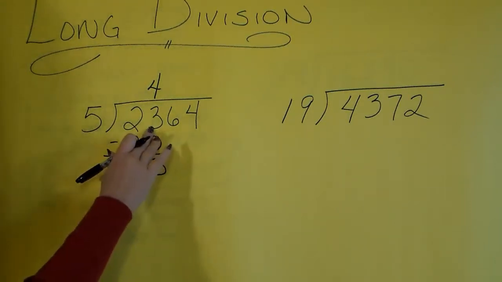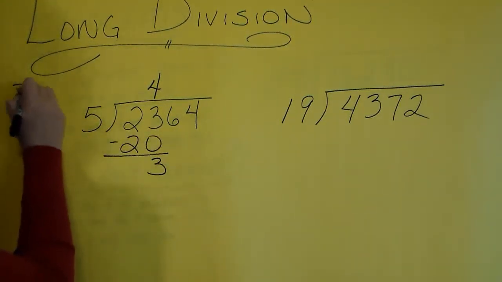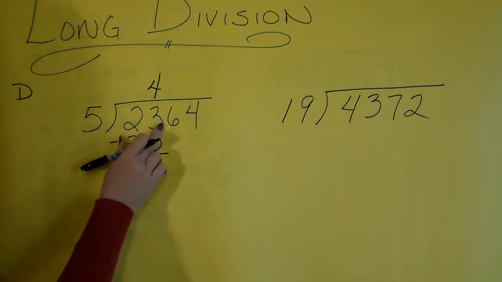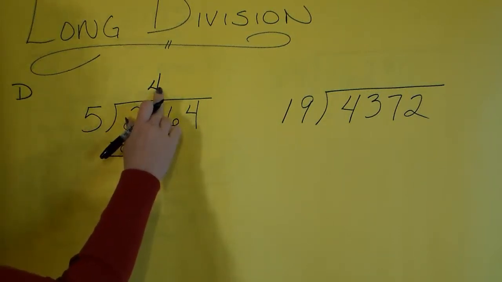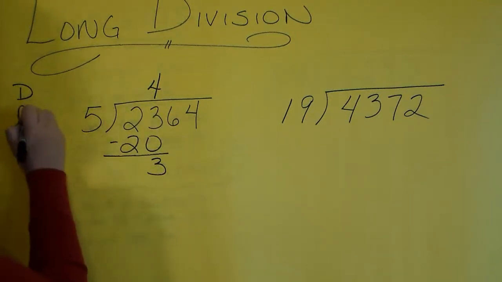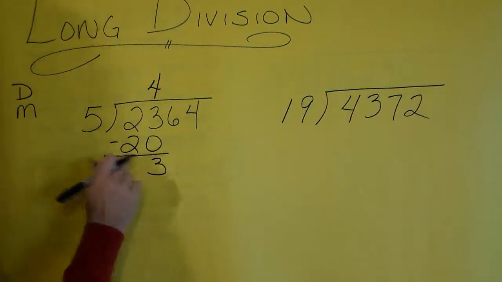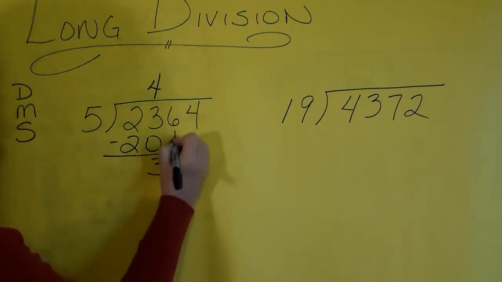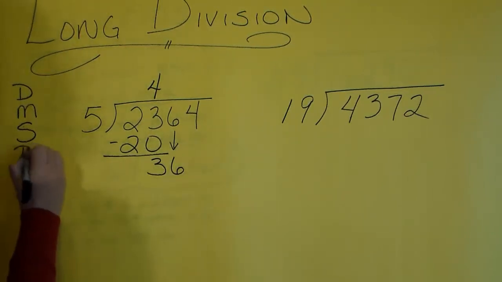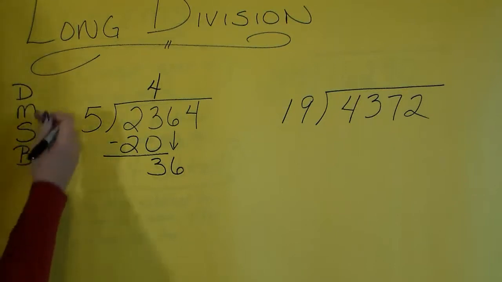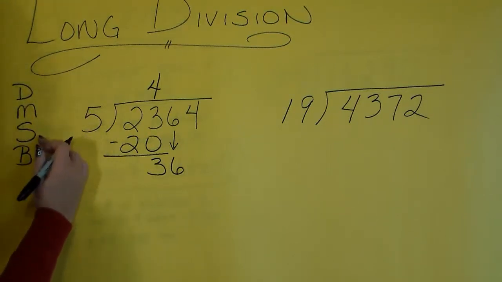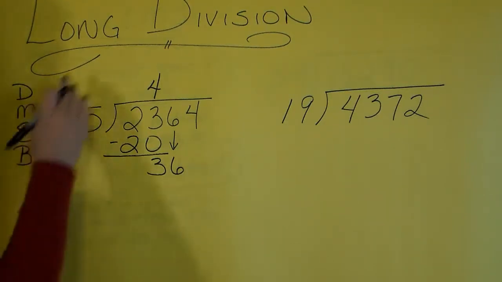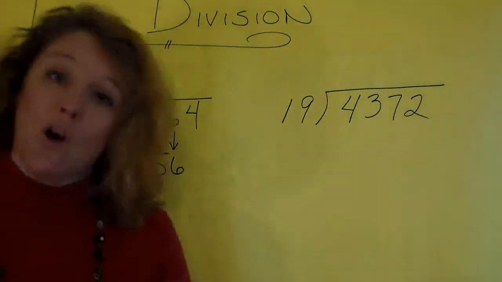So our basics are, we're going to start by dividing. How many times does 5 go into 23? 4 times. We're going to multiply. 5 times 4 is 20. We're going to subtract, and 23 minus 20 is 3, and then we're going to bring down. We're going to bring that 6 straight down. So the way they remember this is family members: dad, mother, sister, brother. And you're going to do these same 4 steps over and over again.